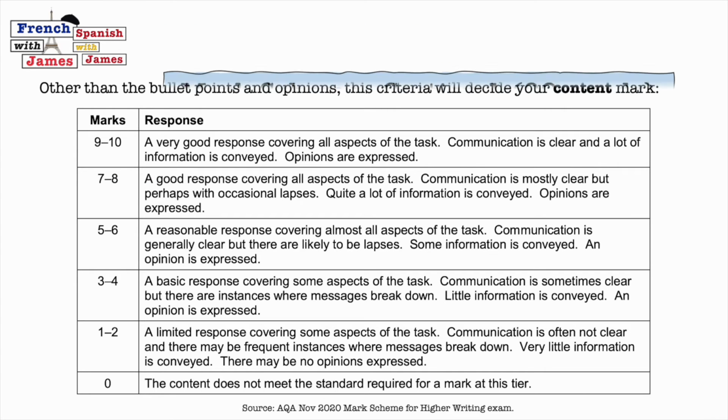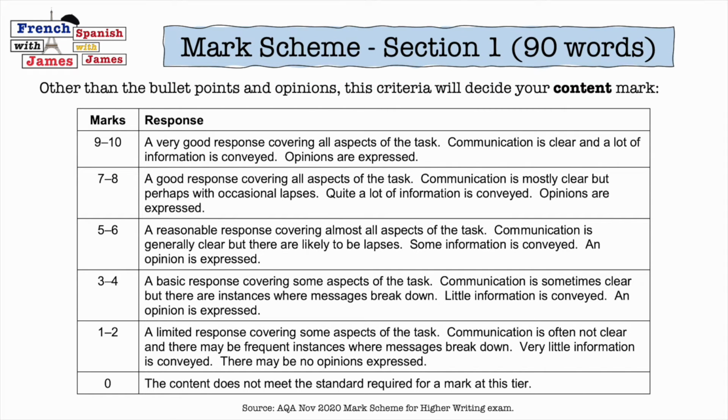Other than the bullet points and the opinions that we've looked at, this is the criteria that examiners use to decide your content mark. Now, if you look at that top band, to get 9 out of 10 or 10 out of 10 for content, you need to give a very good response that covers all aspects of the task, which you will achieve if you write at least a couple of sentences about each of those bullet points and you stay focused precisely on what the bullet points are asking you to write about. Your communication needs to be clear, so you need to get the messages across at all times, and a lot of information needs to be conveyed.